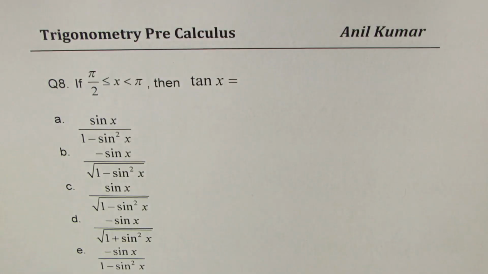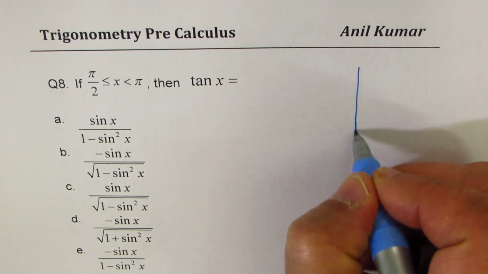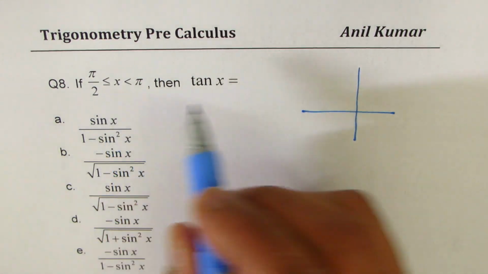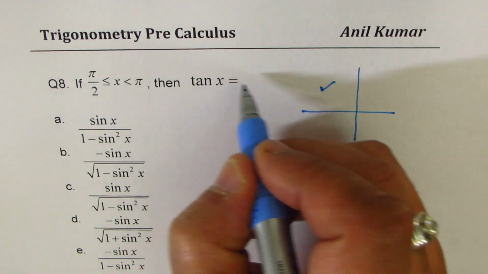Now let's move on to question number 8. If x is between pi by 2 and pi, that is to say we are working in quadrant 2, right? So that means quadrant 2.